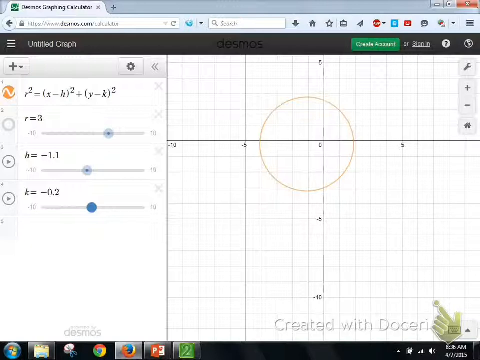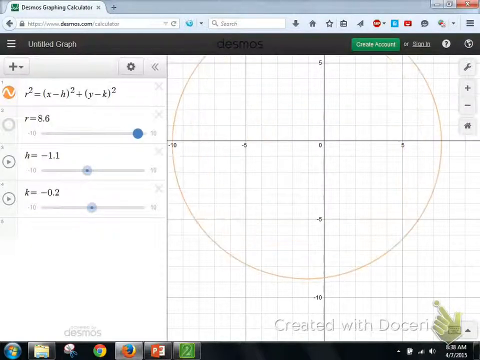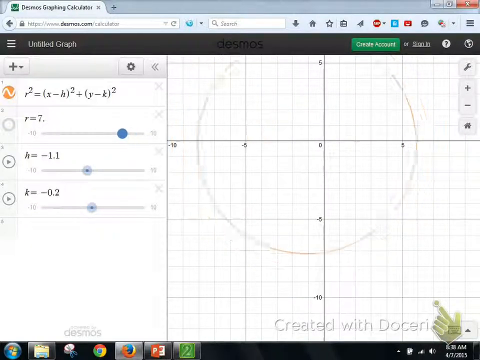What does R represent, everyone? Makes it bigger or smaller, so it represents what of the circle? The size, or what specifically does R stand for? Radius, right? It's the distance from the center to the side of the circle. You remember that from algebra or geometry, right? So when I make my radius bigger, my circle gets bigger. It only goes up to 10 here, but we can make it infinitely bigger.